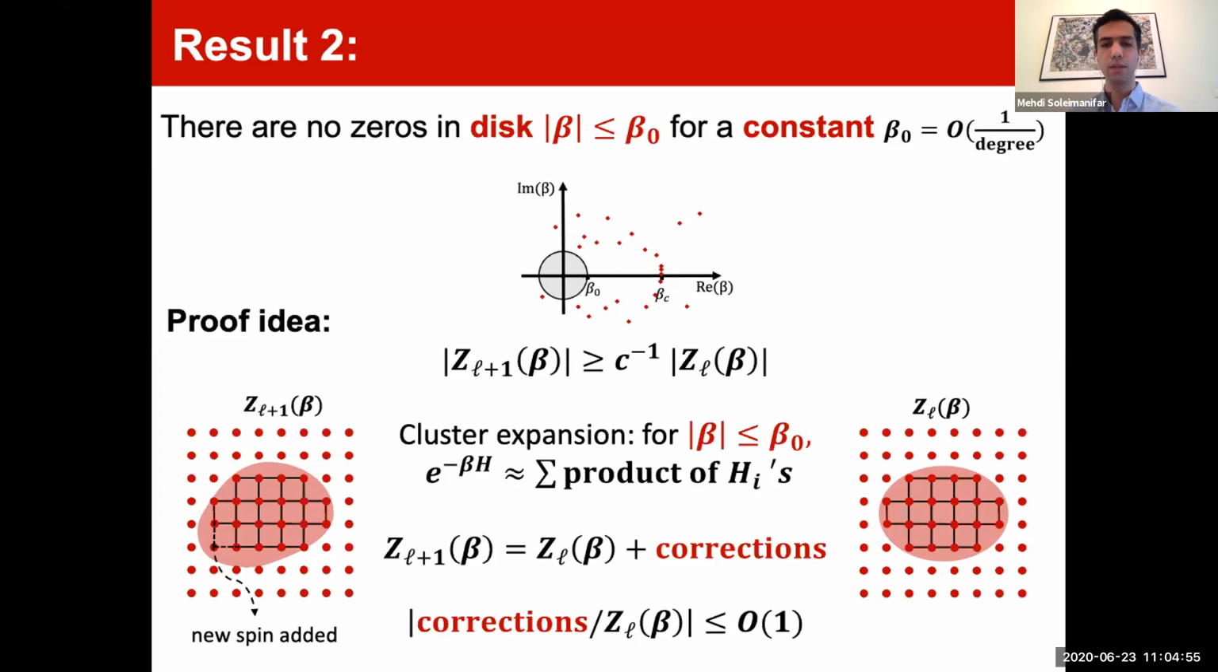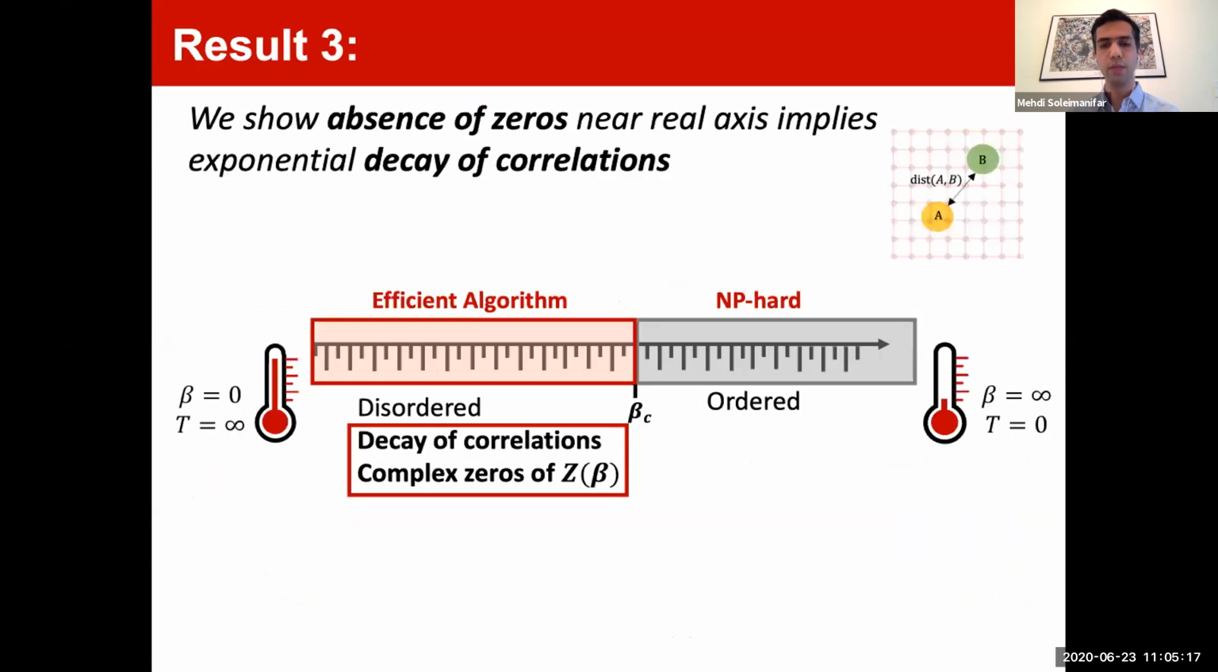So we give a lower bound on the value of the new partition function. And if you iterate over this, it gives you a non-zero lower bound on the value of the overall partition function. The proof idea is by using cluster expansions, which is a way to basically single out the effect of adding one spin to this complicated partition function. So if you recall, I said there are two ways to characterize the efficient phase.